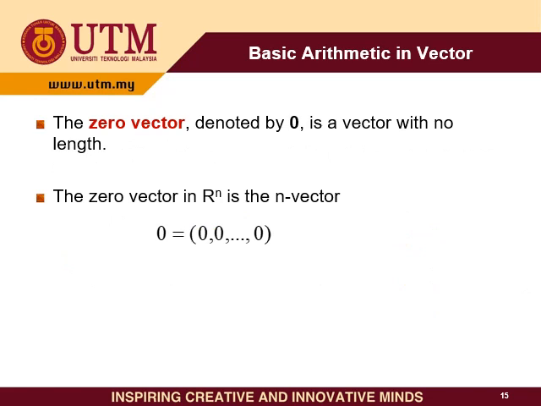The zero vector, denoted by 0, is a vector with no length. It means that the zero vector in Rn is the n-vector whose entries are all 0. So there is no length.